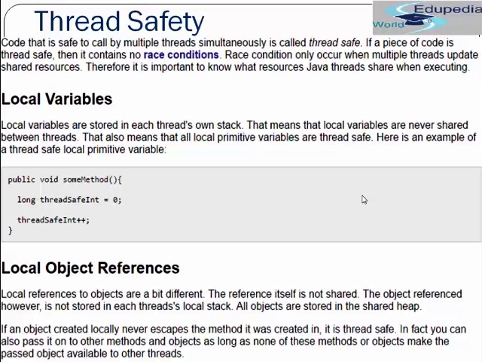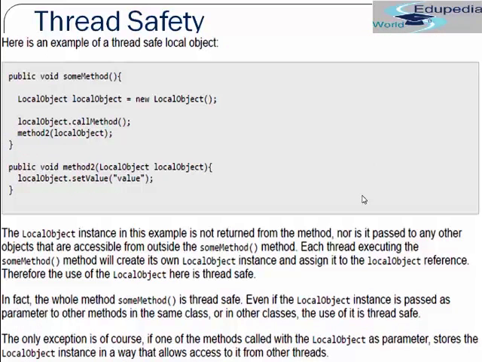But usually you must have seen that the objects we create, we kind of share them for some special purposes across threads. So as such, objects are not thread safe. In order to make them thread safe, you should make them method local. Here is an example of a thread safe local object. So you see over here we have a public void sum method, and inside the sum method we have a local object.